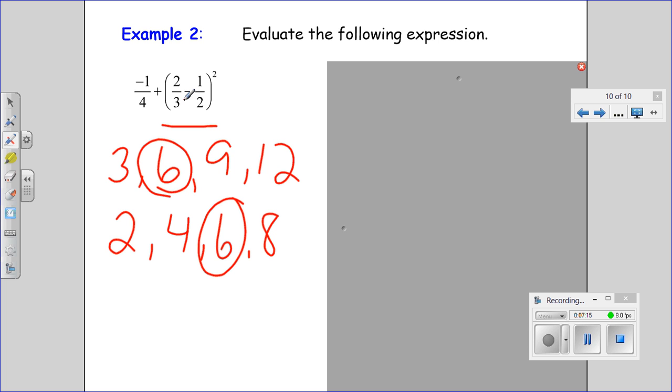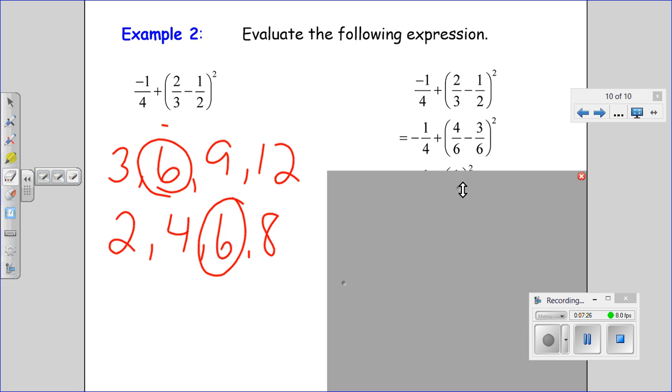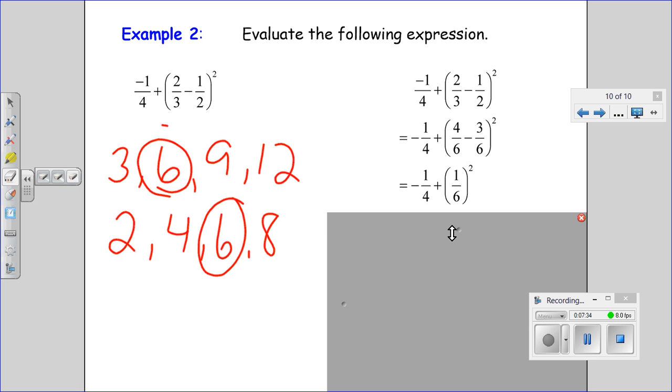So we're going to turn the 3 into a 6 by multiplying by 2. And we're going to turn the 2 into a 6 by multiplying by 3. And we're going to do that to both the numerator and the denominator. Now they have the same denominator, and we can simply subtract the numerators. Now looking at this, we've done the brackets. The next step is to look at the exponents.